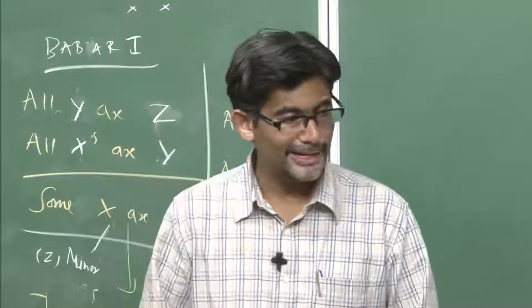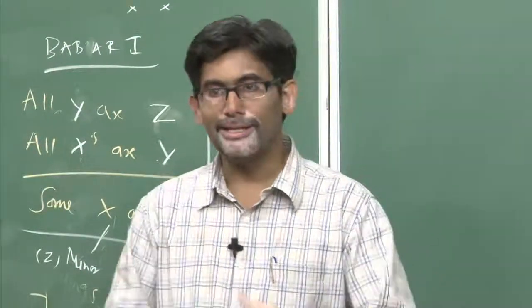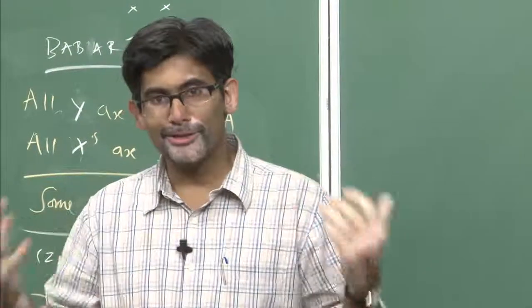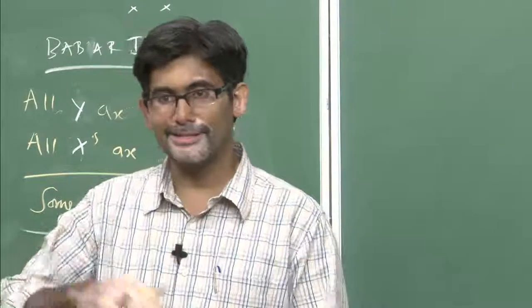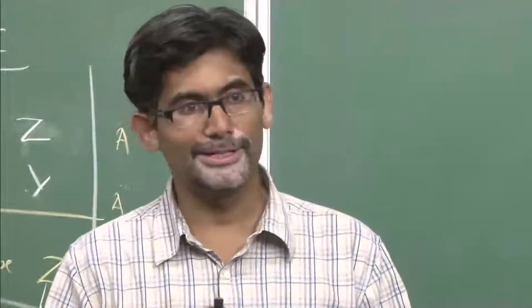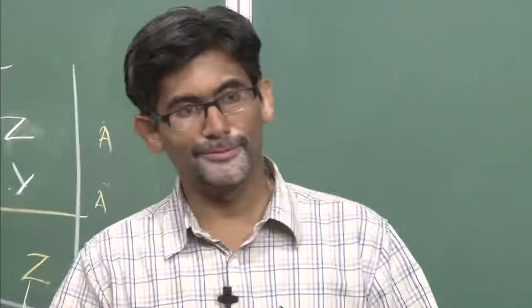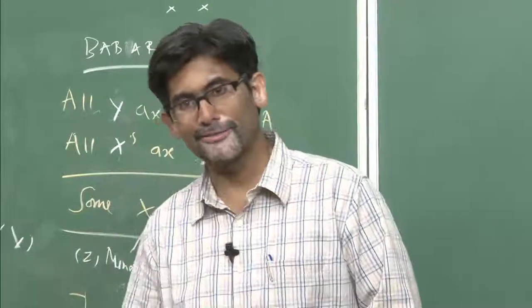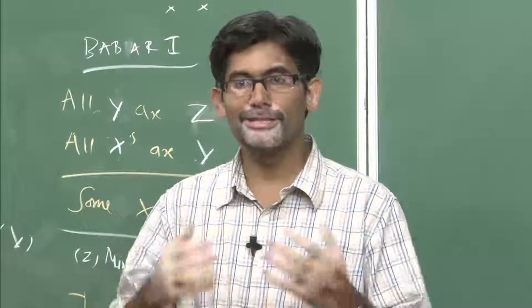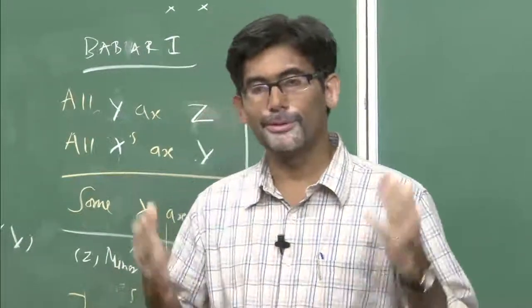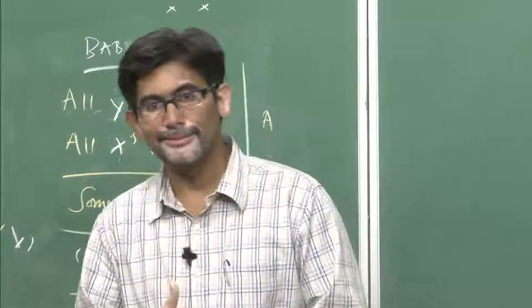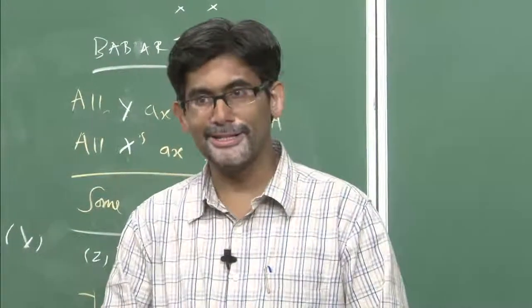In the next class we will be analyzing the syllogistic poem, and then we will talk about some of the important rules of immediate inference, such as conversion, obversion and contraposition rules, which help us in transforming from one categorical proposition into another, or which tell us how these A, E, I and O propositions are related to each other. So we will continue the same discussion in the next class.